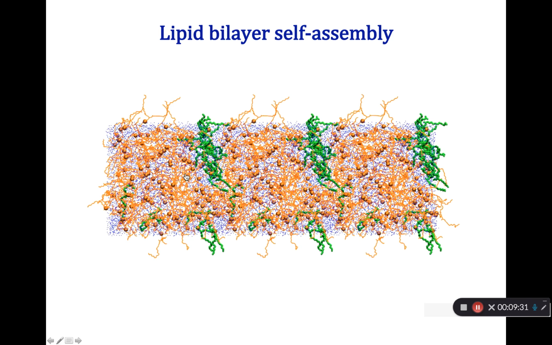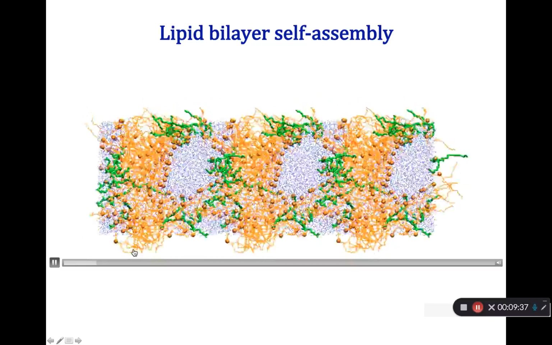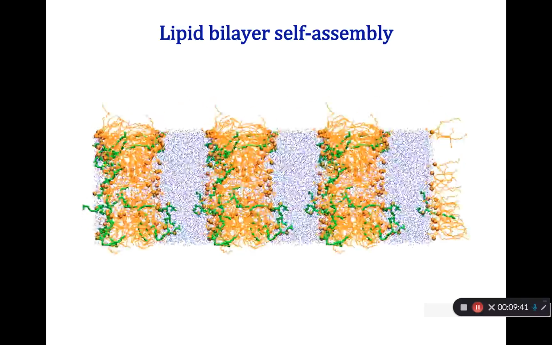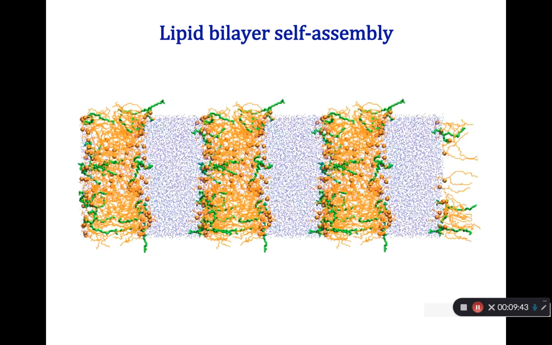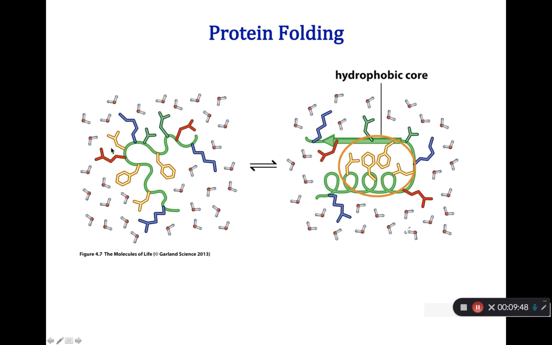Here is a lipid bilayer which is self-assembling. Sorry, a mixture of lipids which is self-assembling into a lipid membrane. So one should think about what happens to the entropy of the system here. Does it increase or decrease? Here is the folding of a protein. You have a certain polypeptide which is surrounded by water and it eventually folds such that the hydrophobic side chains point towards each other or are protected from water.